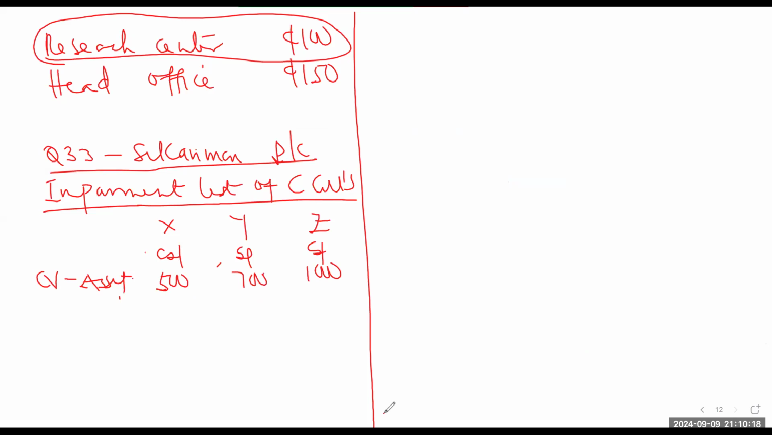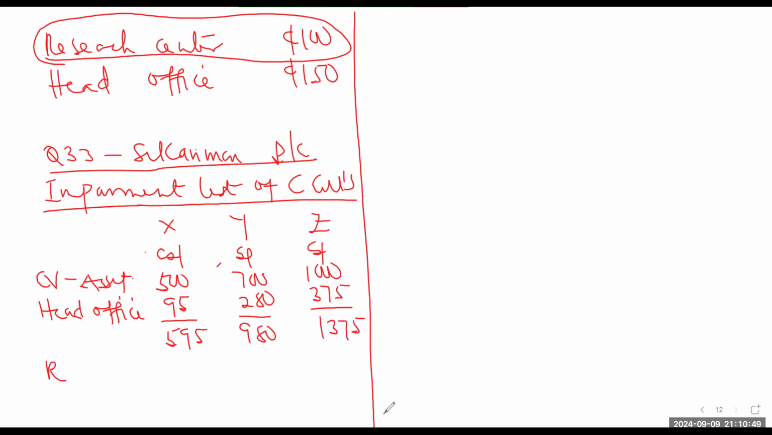So you now add the head office to them, because the one given to you is without the head office. What is their portion of the head office? 95 million for X, 280 for Y, and 375 for Z. So let's look at the total carrying value now. This will be 595, 980, and 1375.